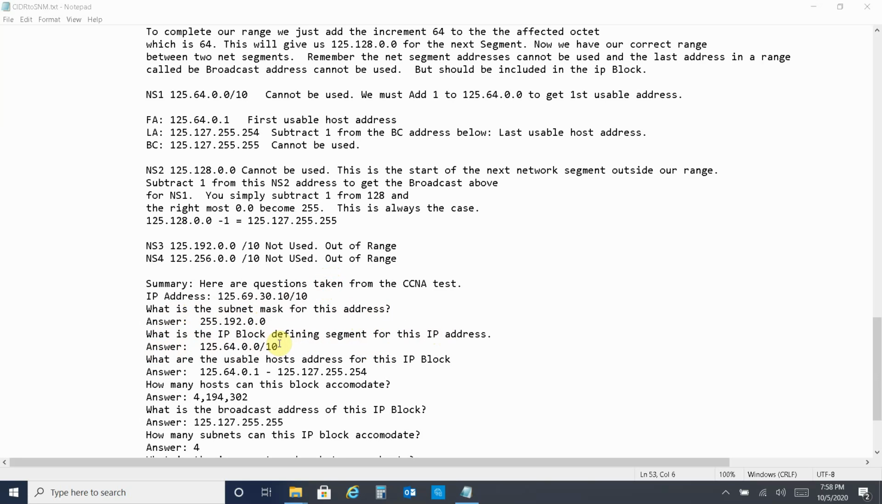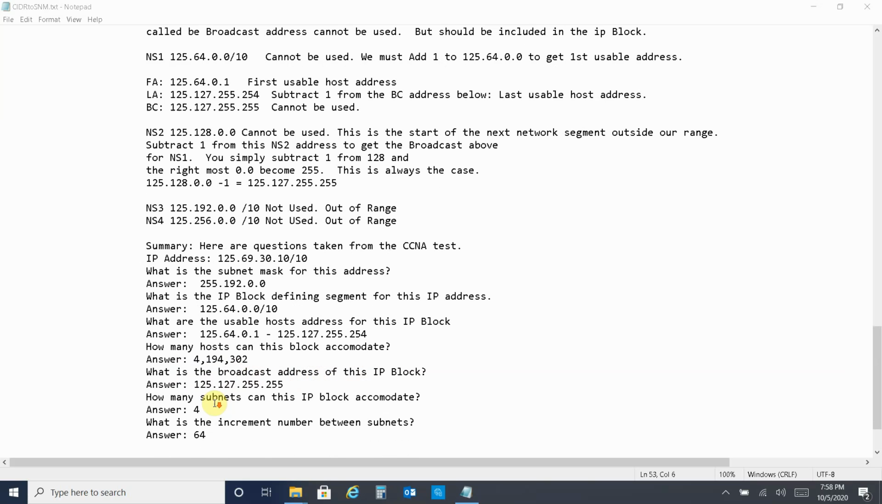It's that right there. There's 64. What's the usable host? Answer is 1 dash through all the way there. How many hosts can this block accommodate? What's the broadcast address? See, that's why you have to have that one. How many subnets can this IP block accommodate? 4. What's the increment number between subnets? 64.